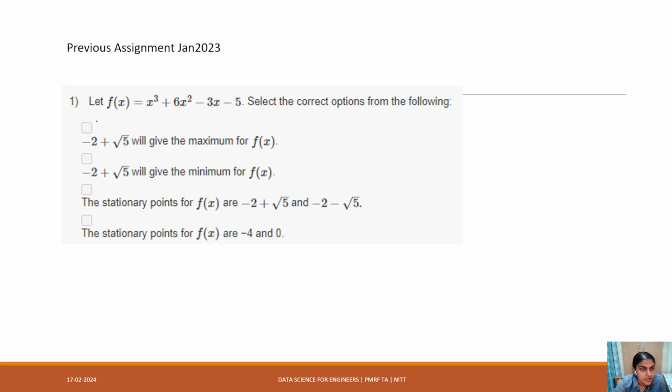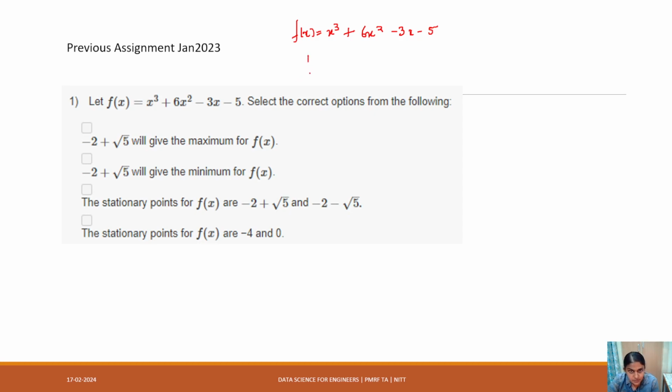Okay, so here f of x is given as x cube plus 6x square minus 3x minus 5. You can start answering the question. It's actually a connected question, and the next problem will also be there, so you can find out the answers. They are asked for the maximum, the minimum, the stationary points, all these have been asked.